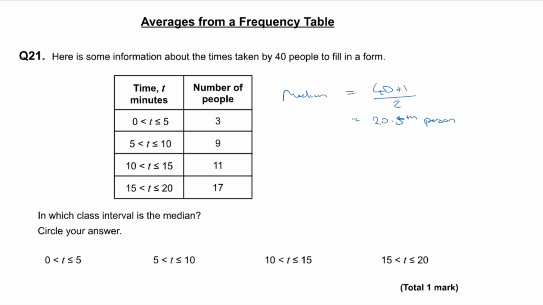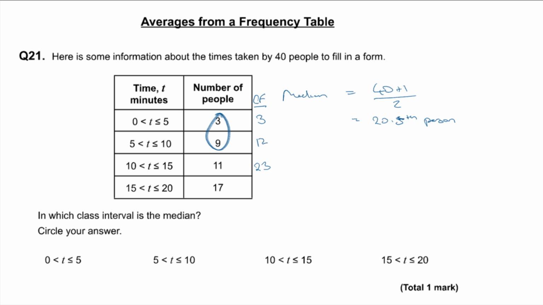Now you can use cumulative frequency to track them down. So if we rank them from fastest to slowest, then the fastest 3 people are going to be the ones with those times there, aren't they? And then the next 9, the next fastest, are going to be those 9 there. That takes me up to 12 people altogether. So the first 12 people are in there. And then the next 11 people are in the next group. That takes me all the way up to person 23.